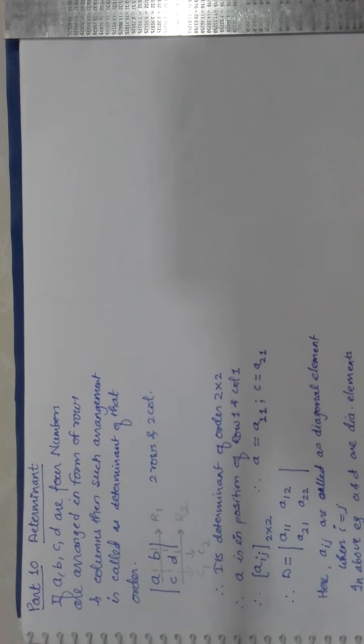Okay, now you can see here that there are 2 rows and 2 columns. So if there are 2 rows and 2 columns, can I take a determinant which has 3 rows and 3 columns? Can I take a determinant which has 4 rows and 4 columns? Can I take a determinant which has 10 rows and 10 columns? Yes, a determinant can have n number of rows and n number of columns. Okay, that means if the number of rows and the number of columns are the same, then that determinant is called a square determinant.